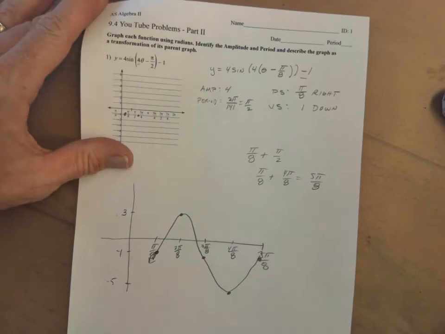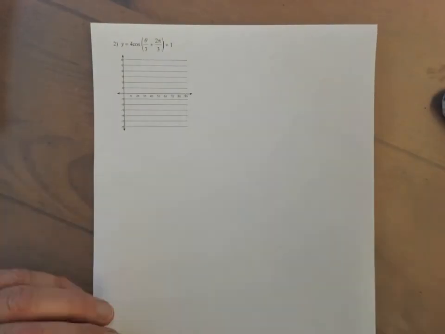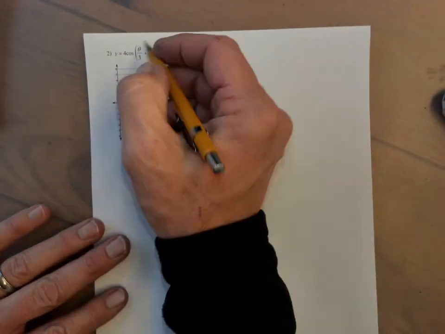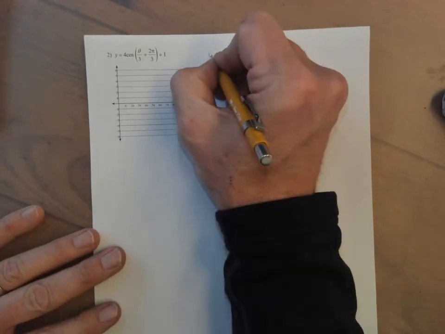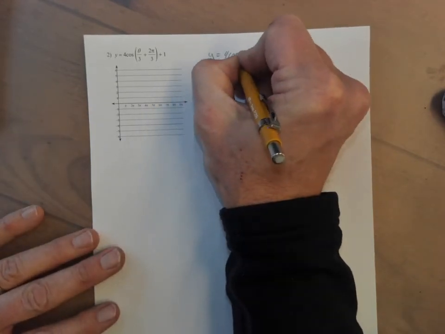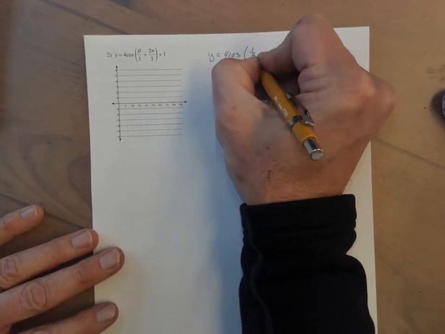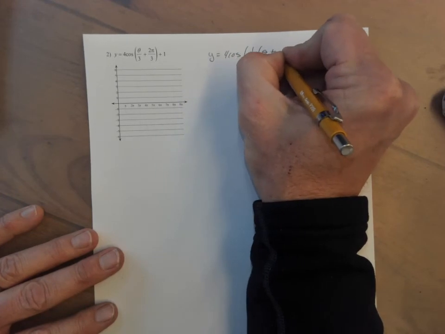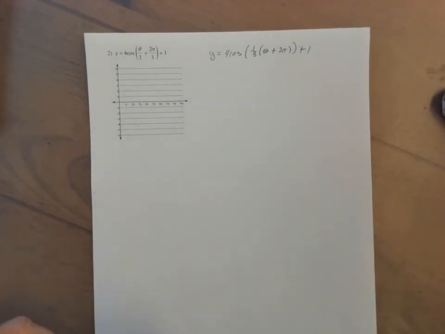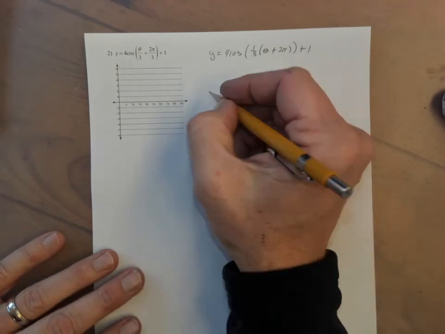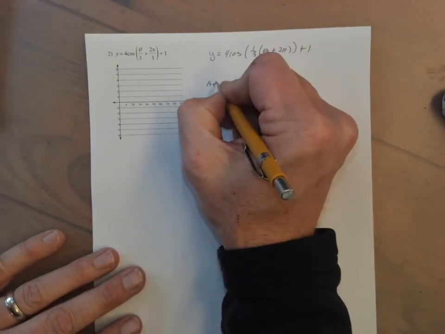Okay, let's look at another graph here. So again, we need to factor out our b value, which in this case would be 1/3. So we're left with 4 cosine 1/3 theta plus 2 pi plus 1. Okay, so now we find our amplitude, which is 4.